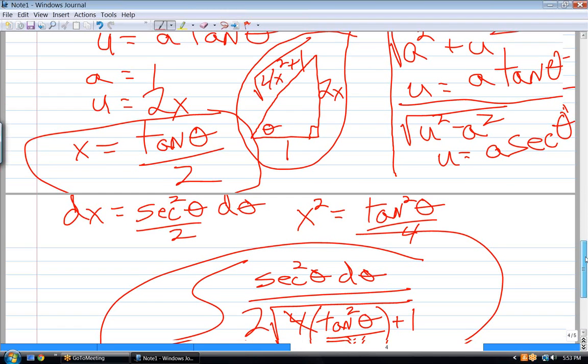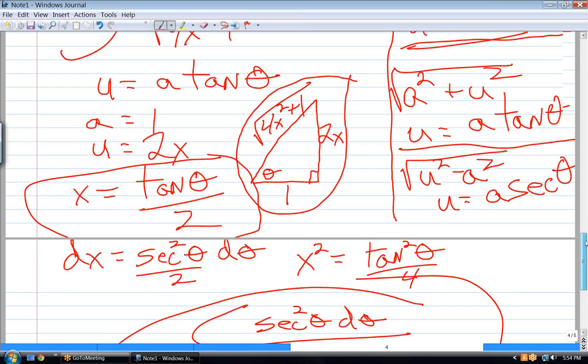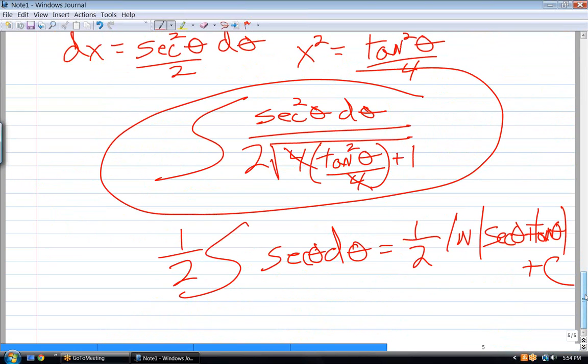So what is secant of theta equal to? Well, secant is the reciprocal of cosine. Cosine would be 1 over this hypotenuse, so secant would be this hypotenuse over 1. So the secant theta is the square root of 4x squared plus 1. So I'm going to substitute that for the square root of 4x squared plus 1. Nothing said that this answer had to be pretty.